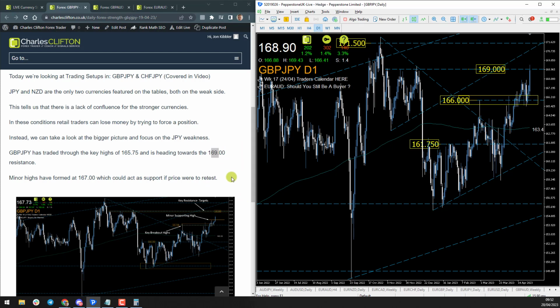One of the things that we talked about was the break and retest in and around that 167 or 166 handle.